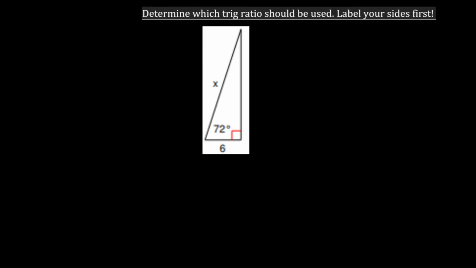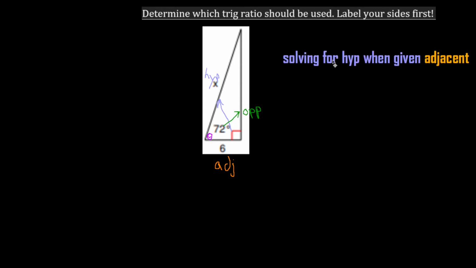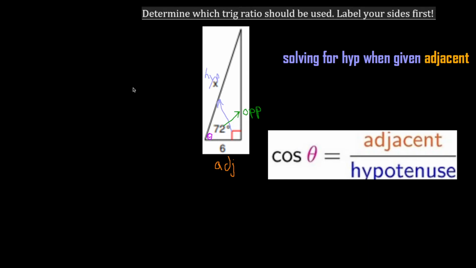And lastly, this one is a little bit trickier, but we can still set it up carefully. Draw that side opposite of the right angle first, which is our hypotenuse, x. Our angle theta is 72 degrees, and the side opposite of theta is that long vertical side, which means that 6 is our adjacent side. So we're solving for the hypotenuse when we are given the adjacent side, which means we're going to use cosine for this one. Cosine of theta is equal to the adjacent side divided by the hypotenuse.